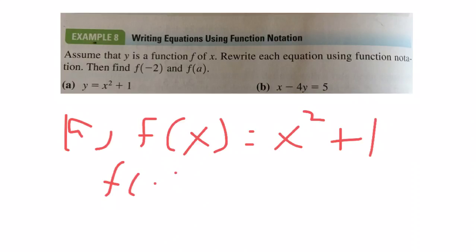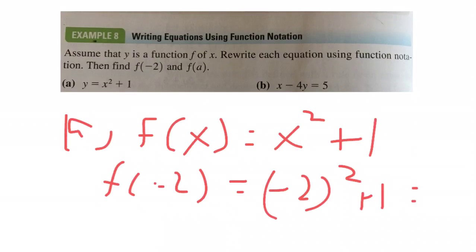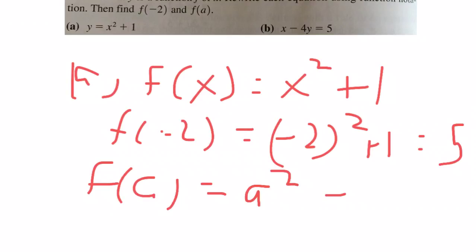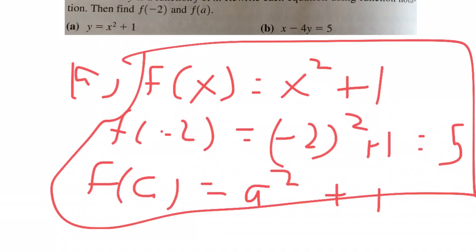Now f of negative 2 equals negative 2 squared plus 1. Negative 2 squared would be positive 4, plus 1 would be 5. And then f of a just means everywhere there's an x, you replace it with a, so it would be a squared plus 1. These three parts would be your answer because it asks for all three of them.